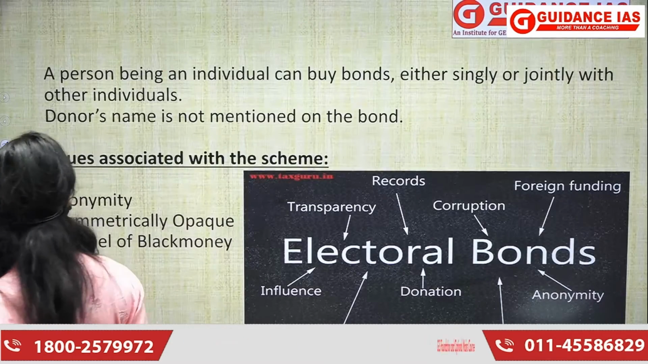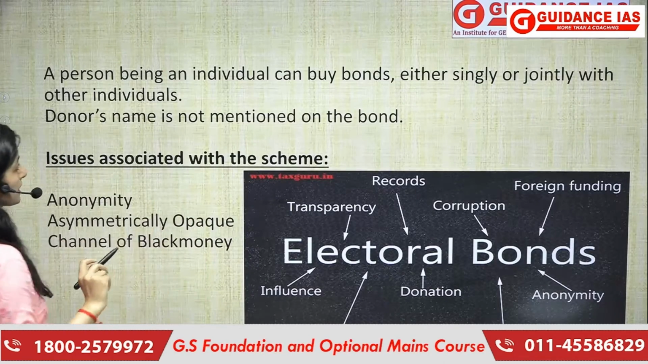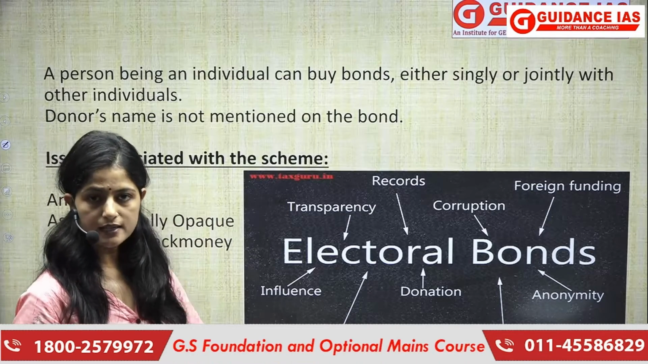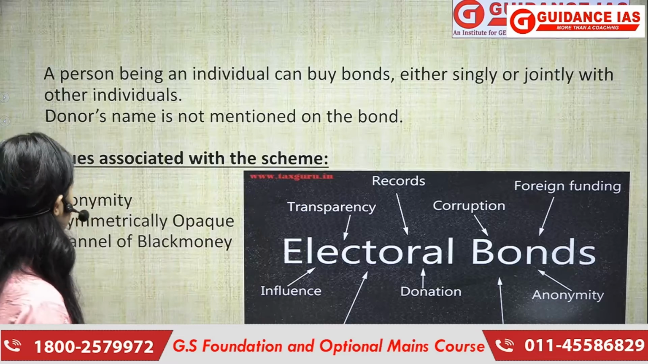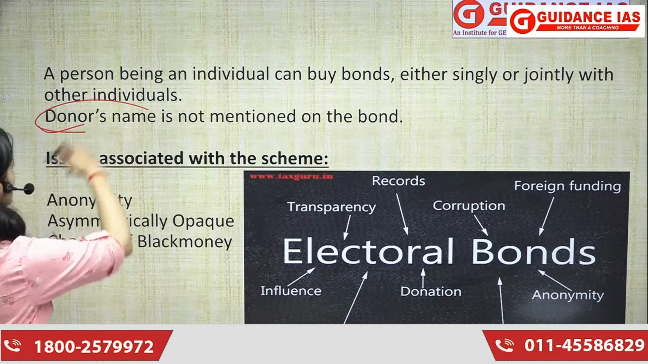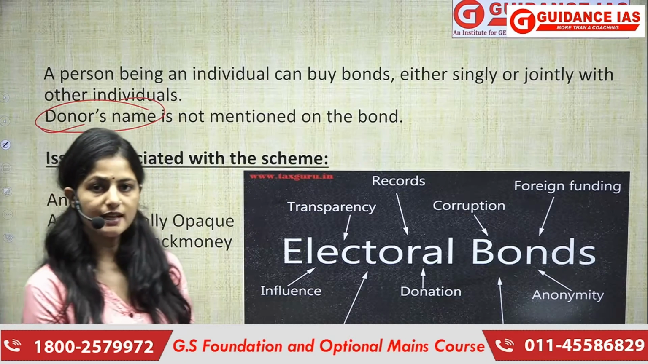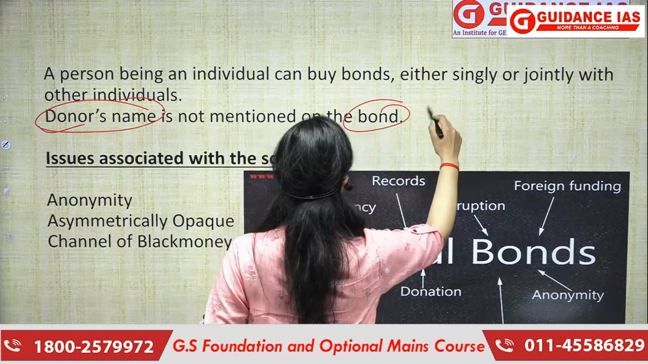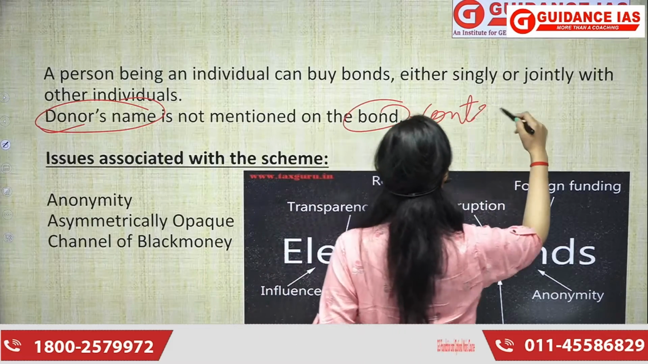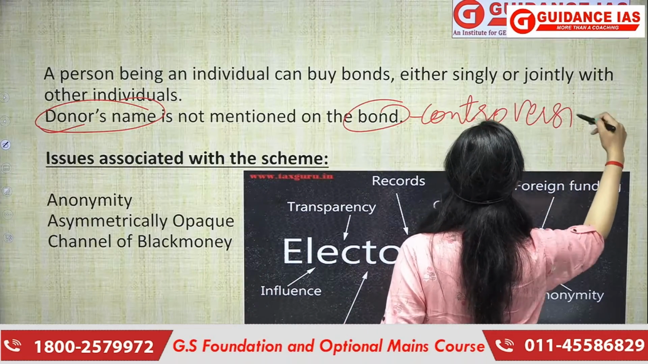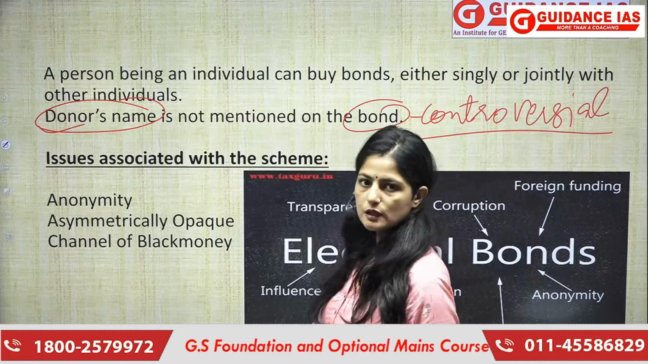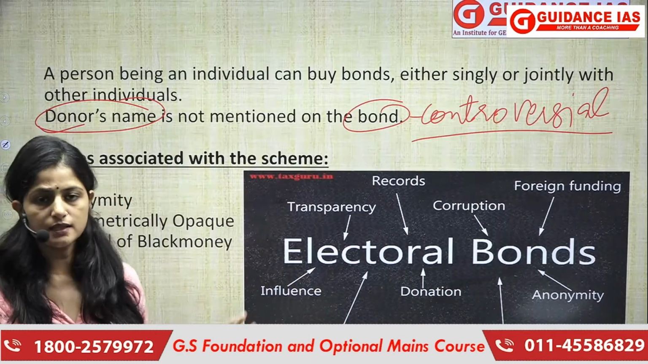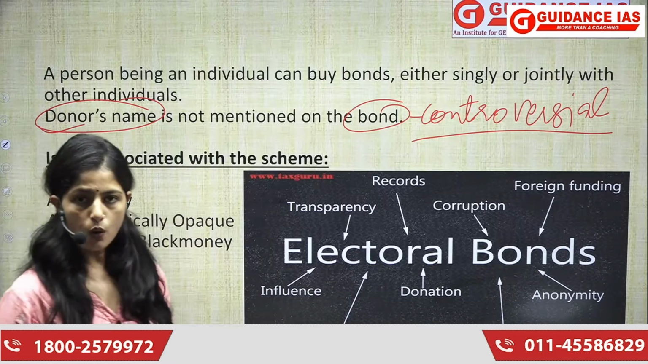Next feature could be that it is not only an individual who can buy it. An individual can also buy it, and people can jointly buy them. And the last one is that the donor's name will be kept anonymous, that won't be revealed. And this is the major controversial point, that whosoever is donating to any particular party, their name won't be revealed, and that is why it always remains in controversies.